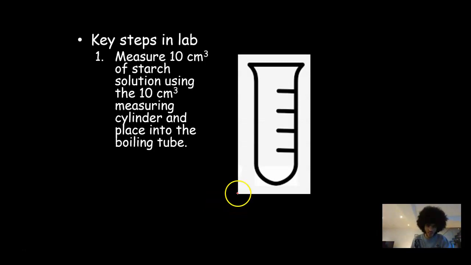So, I'm just going to go through the key steps of what you would do in this experiment. The first thing you would do is measure 10 centimeter cubed of starch solution. Now, starch solution is a bit of an inaccurate term because starch isn't very soluble. So what you'll have is a little bit of liquid with a lot of particles floating around it, a lot of precipitation, if you like. It will be a liquid with bits and bobs floating around in it. And you put it in a boiling tube because you'll be warming it later on.